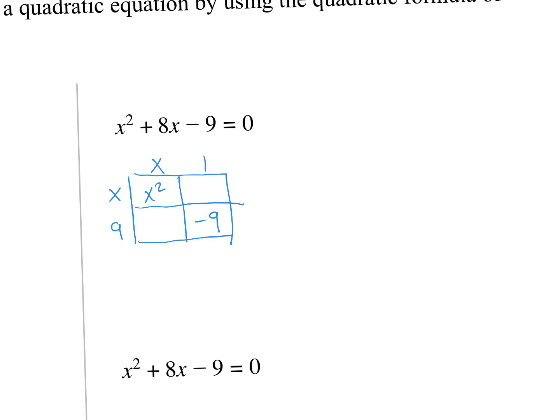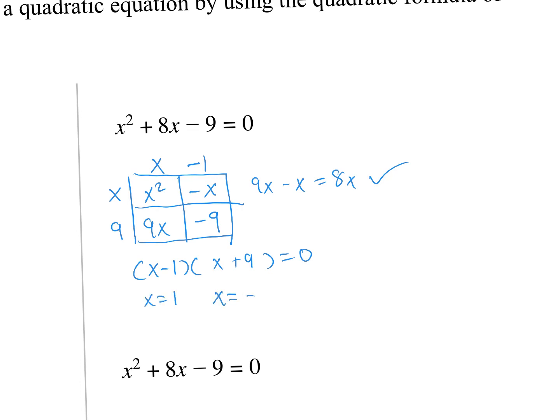And since it's positive 8, I'm going to use negative 1. And if I check that out, this is negative x, and this is 9x. 9x minus 1x is positive 8x. I know I have that right. My factors are then x minus 1 and x plus 9. Set them up to be 0. My answer should be x equals 1 and x equals negative 9 once I set them equal to 0 and solve. Just a reminder how to do that.